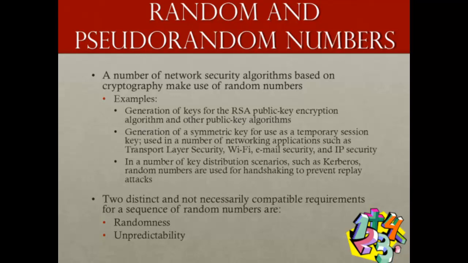This function is used in a number of networking applications, such as transport layer security, Wi-Fi, email security, and IP security. In a number of key distribution scenarios, such as Kerberos, random numbers are used for handshaking to prevent replay attacks. These applications give rise to two distinct and not necessarily compatible requirements for a sequence of random numbers: randomness and unpredictability.